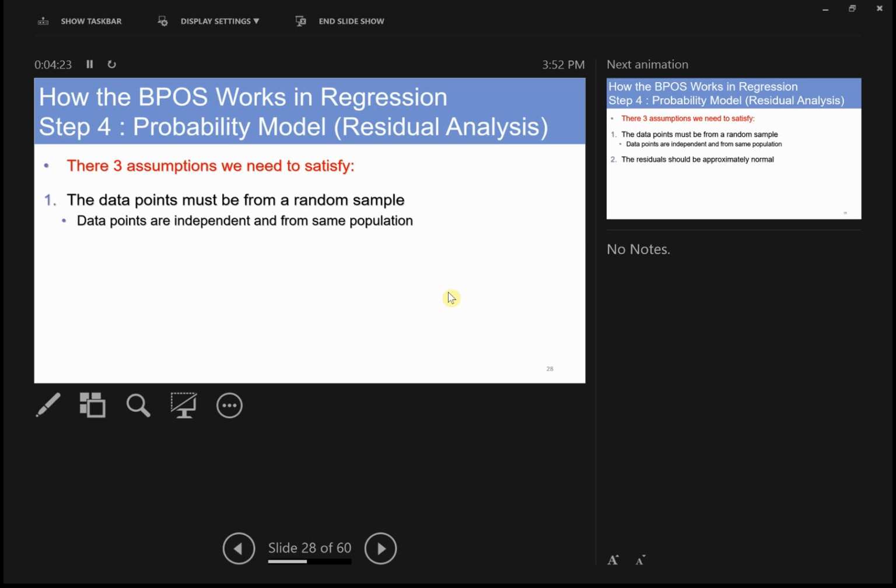So if you were looking at time series and trying to do regression, which is what a lot of people do, we would have to be really careful about this, okay? We're not going to deal with that. We don't have to worry about that. Our big concern is going to be the residuals. And the key idea is that the residuals have to be approximately normal.